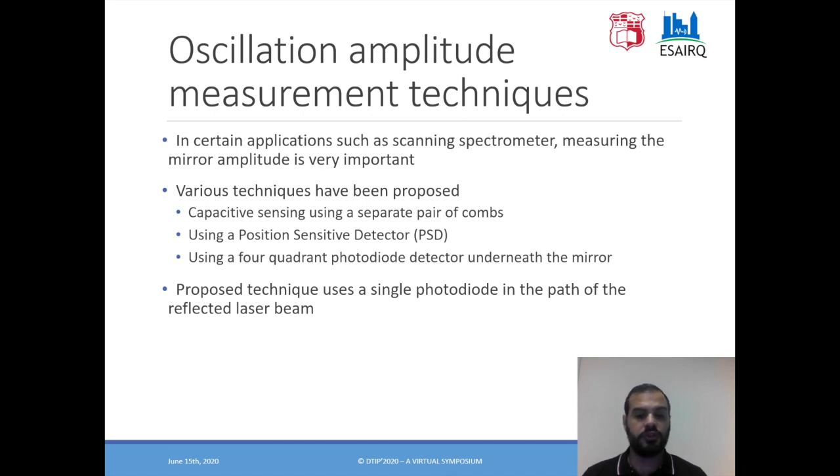Another approach is to use a 4-quadrant detector underneath the micromirror, which is illuminated by the light reflected off the mirror, in order to compute the mirror angle. This is not as simple to implement, since it requires a 4-quadrant detector to be available underneath the micromirror. The proposed system uses just a single photodiode in the path of the reflected laser beam in order to compute the amplitude of oscillations.